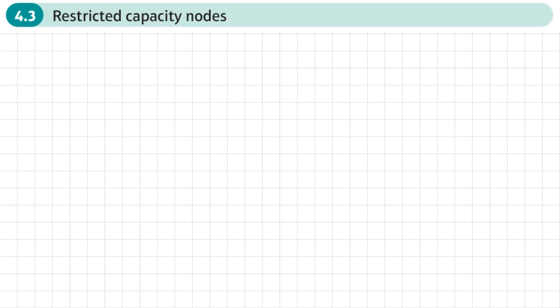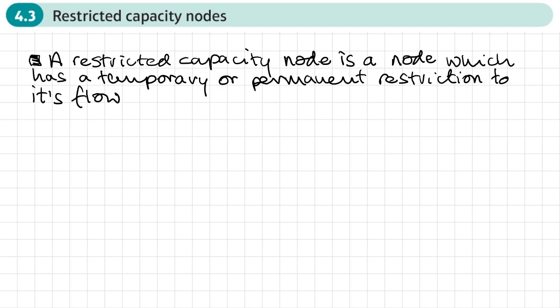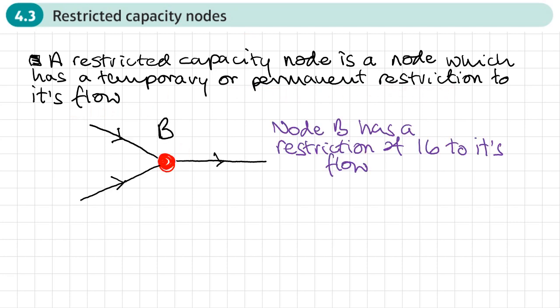This is the third and final section of Chapter 4, Flows in Networks 2, and this section is about restricted capacity nodes. So first of all, a restricted capacity node is a node which has a temporary or permanent restriction to its flow. So let's say we had this node B in a network and it had a restriction of 16 to its flow.